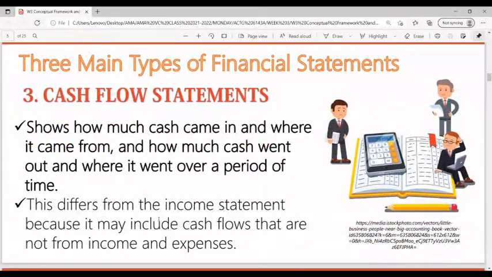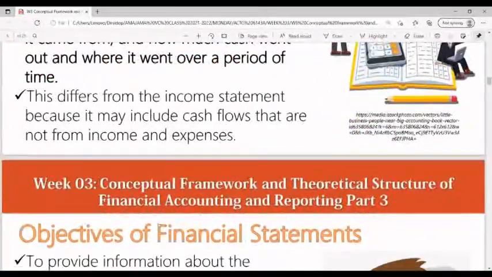And the last of the three main types of financial statements is the cash flow statement, which shows how much cash came in and where it came from, and how much cash went out and where it went over a period of time. This differs from the income statement because it may include cash flows that are not from income and expenses.